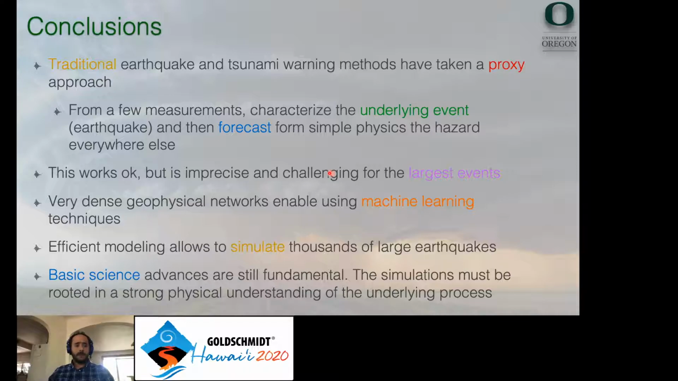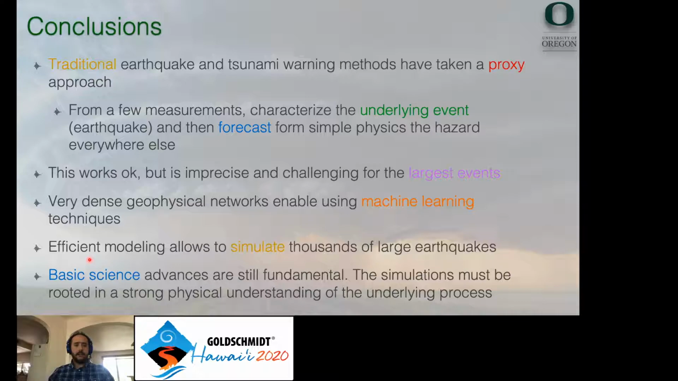Now, because there are now very dense geophysical networks and because we're getting really good at simulating thousands of these large earthquakes, we can now realistically think of using things like machine learning to make all of that a lot better. Now, I don't mean to say that all we need to do is observe and model and we're going to be doing great.